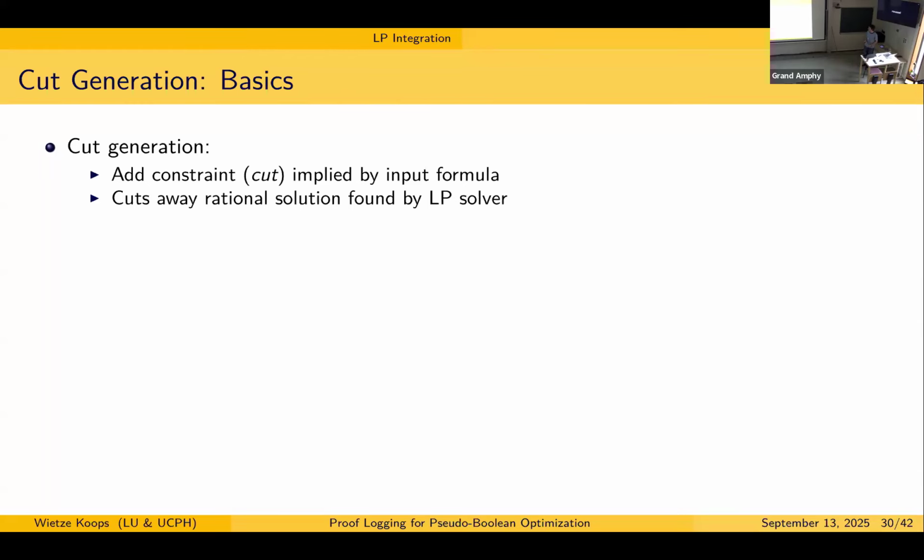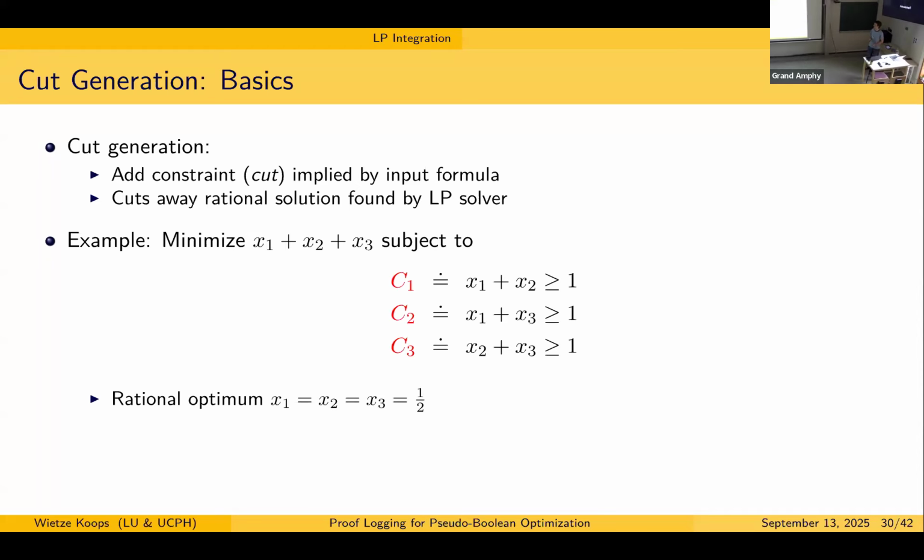Then cut generation. A cut is trying to cut away a rational solution found by the LP solver, and it has to be a constraint that is implied by the input formula. So as an example, we want to minimize the sum x1 plus x2 plus x3 subject to these three constraints. And if we solve this to rational optimality, then we see we should set x1, x2, and x3 all to a half.